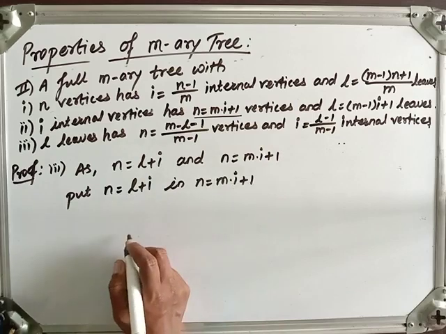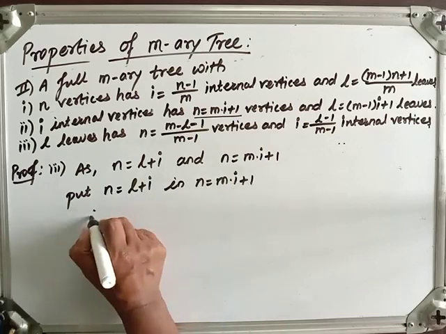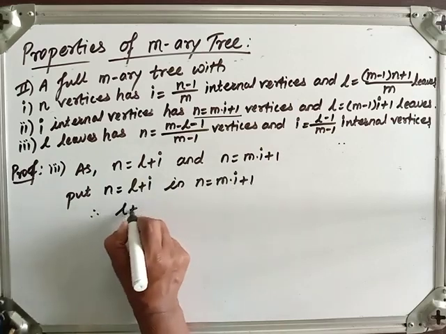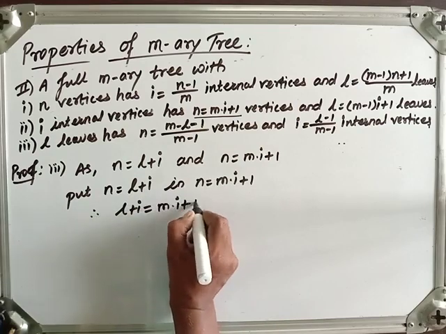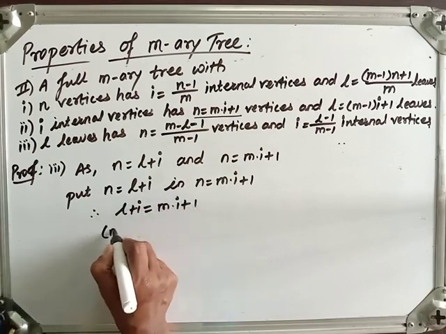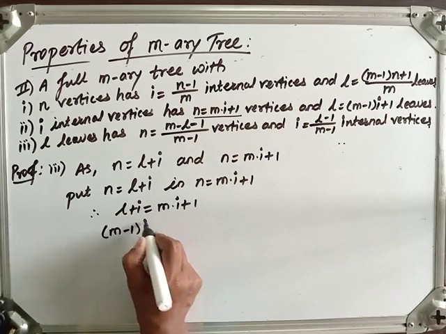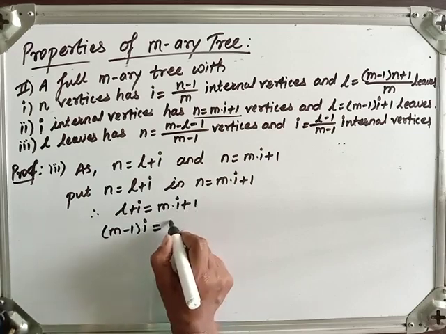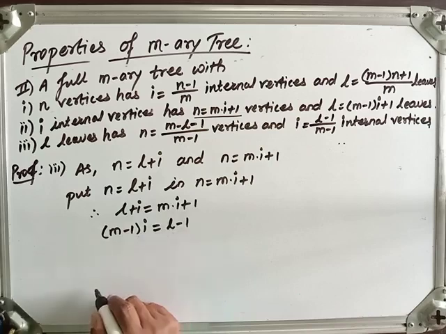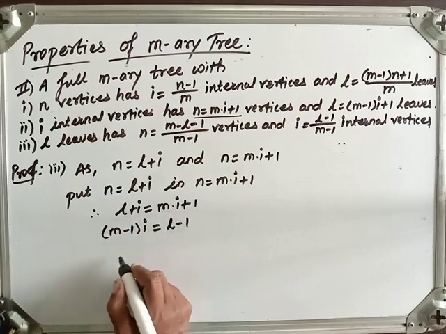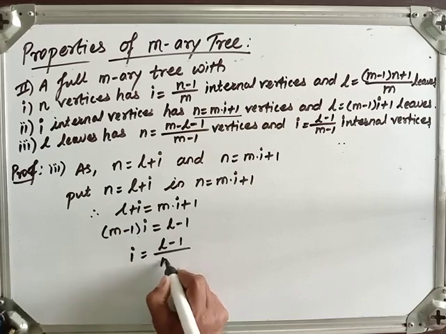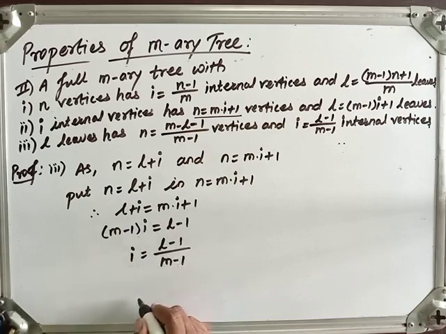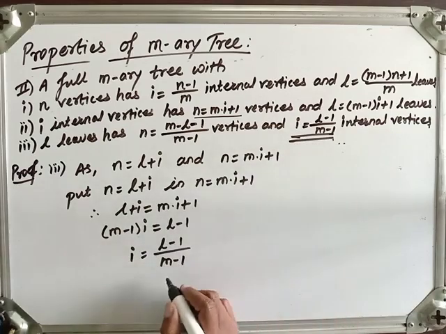Let me put it here. Therefore what we get? We get l plus i is nothing but m into i plus 1. That gives us m minus 1 into i is equal to l minus 1. If we shuffle the terms, we get i equals l minus 1 upon m minus 1. This one we have found, right?